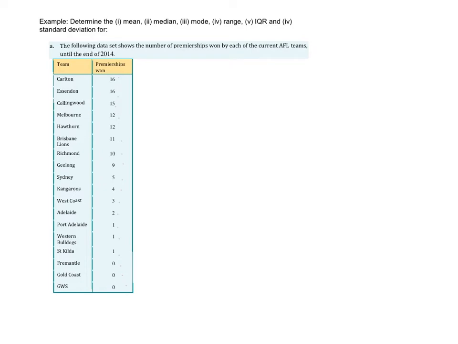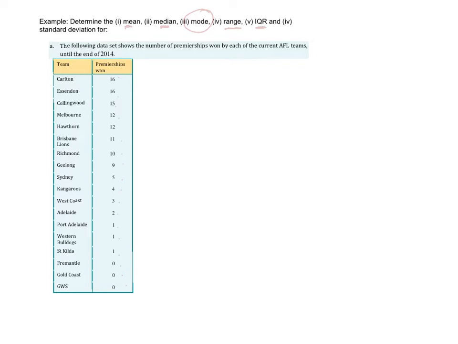In this example, we need to determine the mean, the median, the mode, the range, the interquartile range, and the standard deviation. Now, most of these things can be done on our calculator. So the mean can be read off, the median. Mode can't be. Mode, you have to actually look at the data. Range, you can get enough information to do that, or you can just look at your data. Interquartile range, again, you can get enough information from your calculator to work that out. And standard deviation can be read straight off. So let's look at this one.